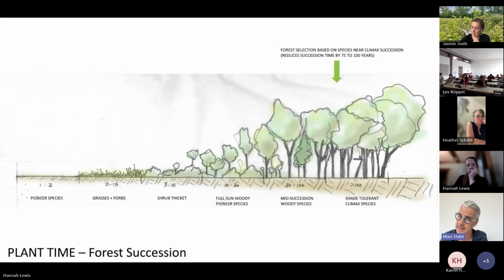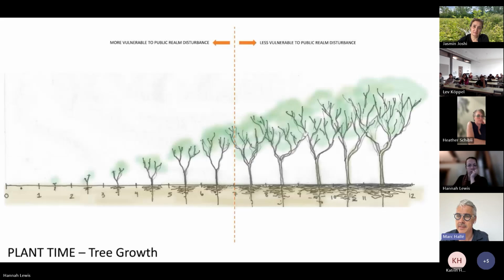But if we look at the next slide, we see how many years it takes for a tree to grow. And they're grown in nurseries. The word nursery is where you put your children for a few years, because children won't survive on their own until they get to be a certain age. And the same applies for trees.